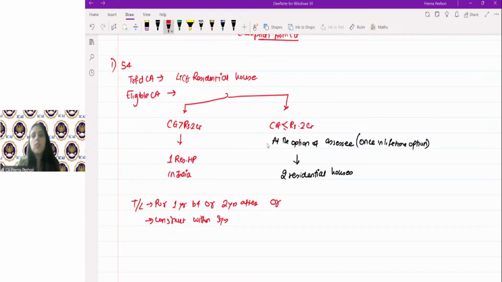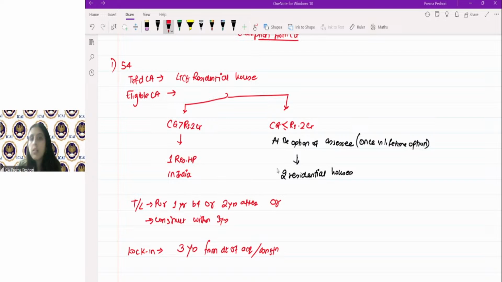There is a lock-in period here. What is a lock-in? You cannot transfer the new asset before 3 years from the date of acquisition or construction. So the lock-in period is 3 years from the date of acquisition or the construction. In case you transfer within 3 years from the date of its acquisition or construction, then the cost of the asset will be reduced by the capital gains exempted earlier.